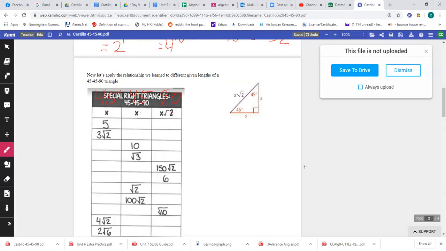So let's look at the first row. If one side is 5, the other side has to also be 5. And then the hypotenuse, I just multiply by root 2, so it's just 5 root 2.